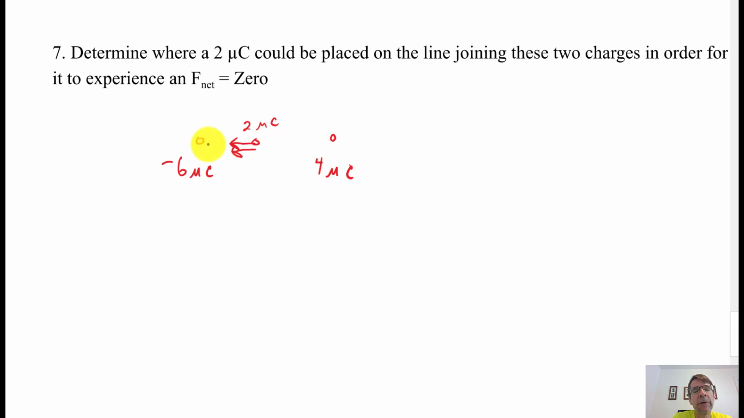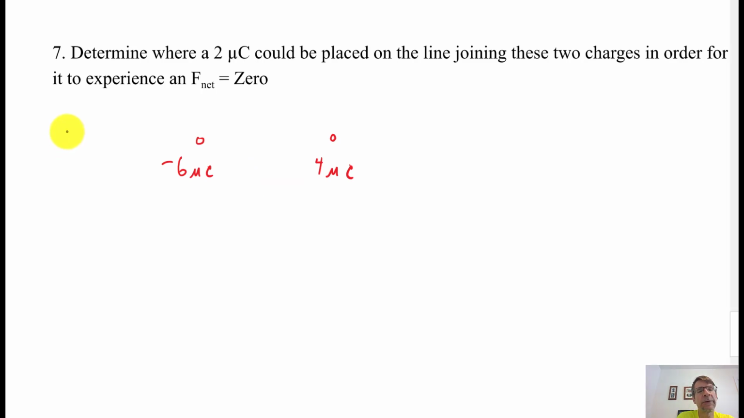So if I put it anywhere between those two charges, it cannot have a net force of 0 because it has two forces to the left. So that cannot be where you place it, between the two charges. So I'm showing you where the answer can't be. Another place it can't be is over here to the left.